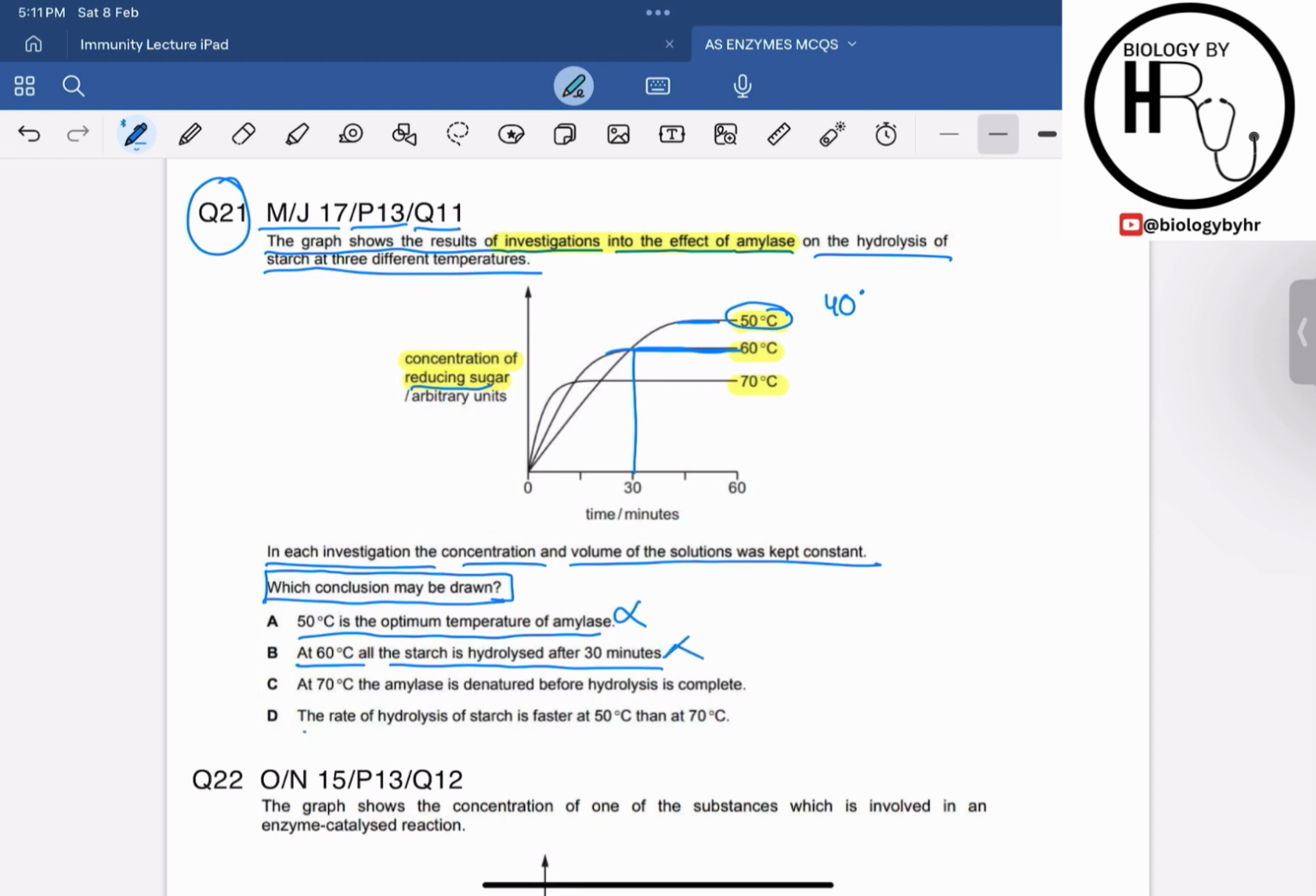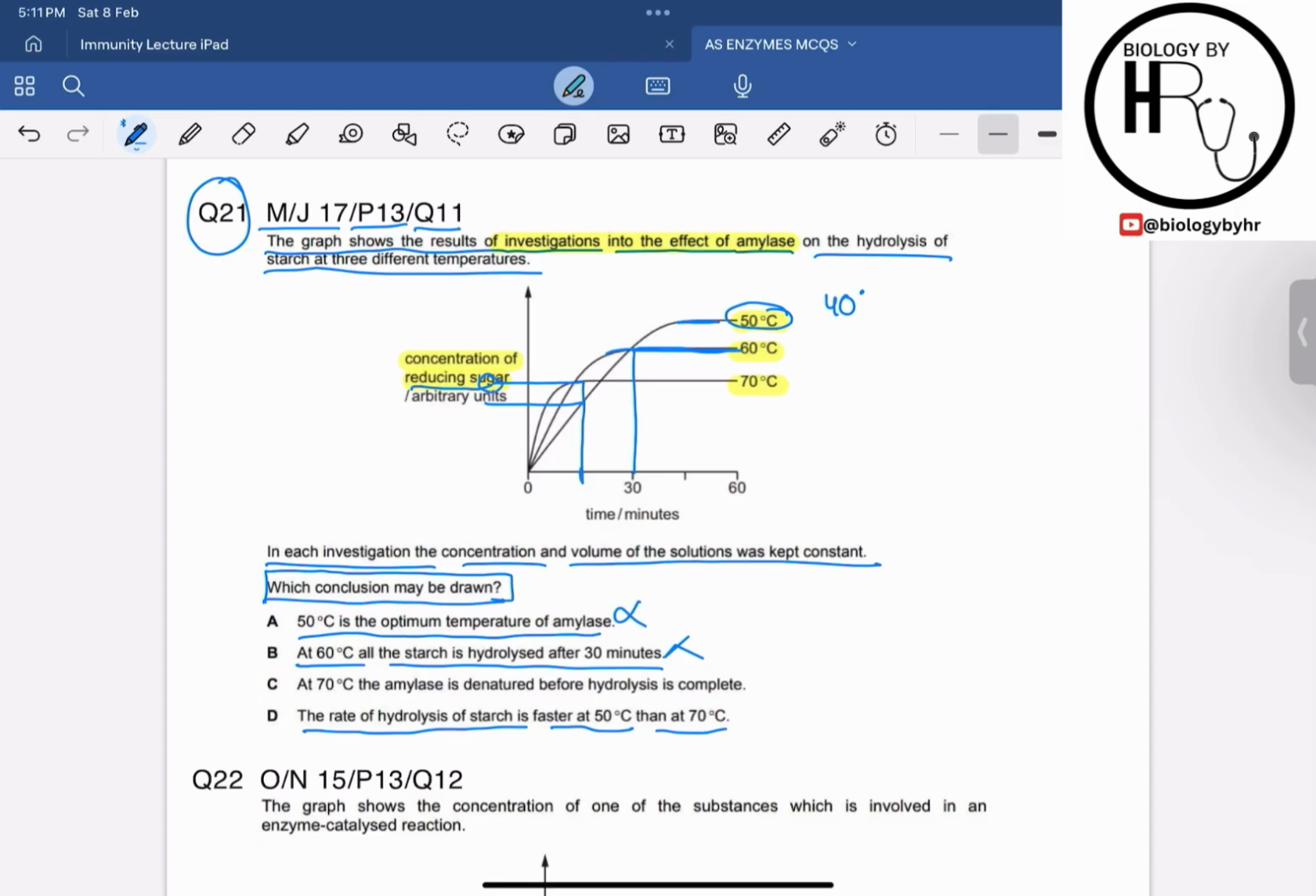Then, the rate of the hydrolysis of the starch is faster at 50 degrees Celsius than at 70 degrees Celsius. Alright, so let's see over here if we talk about this point and the concentration of the reducing sugar at 50 degrees Celsius, and then if we talk about the concentration of the reducing sugar at this point for the 70 degrees Celsius.